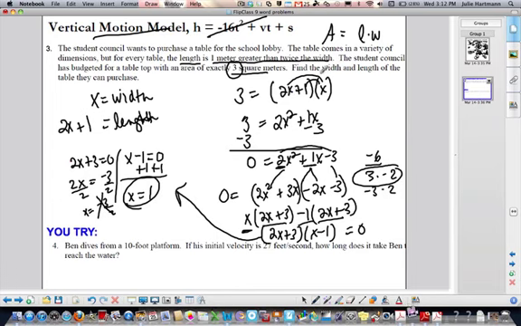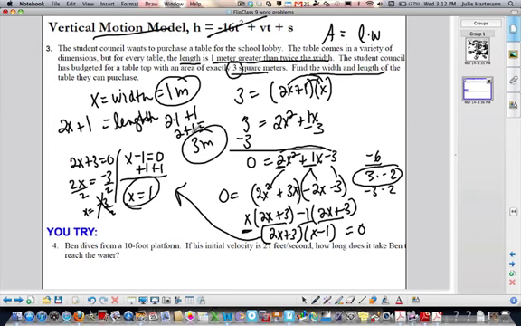So the problem says find the width and length of the table they can purchase. So x equals 1, that would be our width, so we have a width of 1 meter, and a length, 2 times 1 plus 1, 2 plus 1 is 3 meters. So we have a width of 1 meter and a length of 3 meters. And that's how you do word problems.